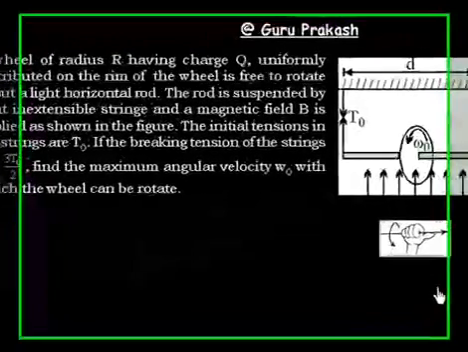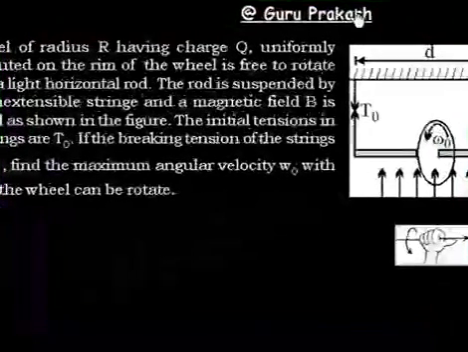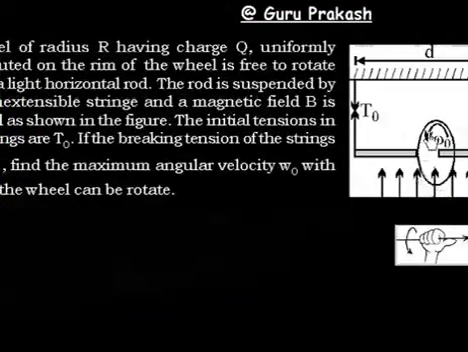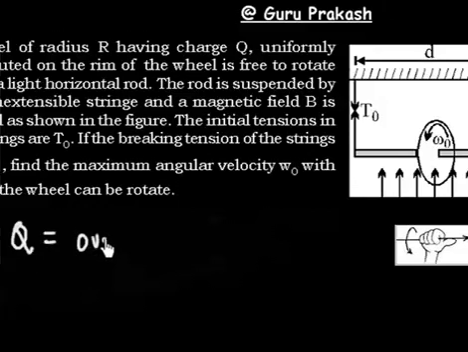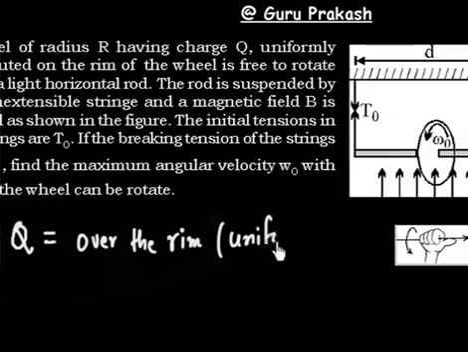Now this question says, we have a wheel of radius r, so the radius of the wheel is r, and this contains a charge capital Q uniformly distributed. So over the rim you have a charge Q, and this is uniformly distributed. Another important point, uniform. So this is a uniform distribution of charge.